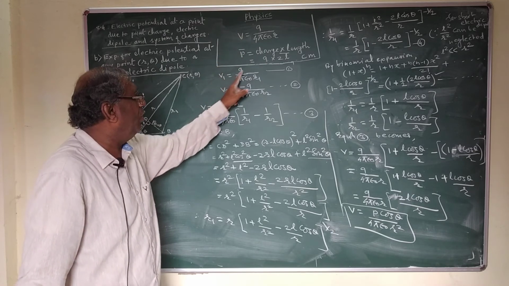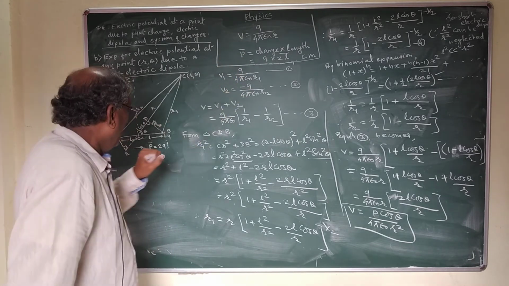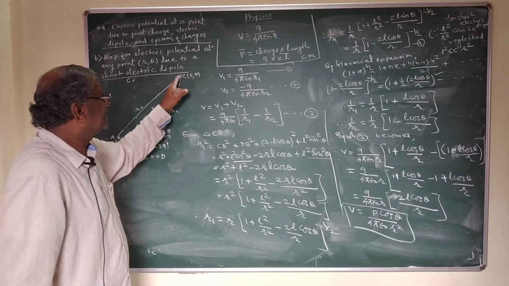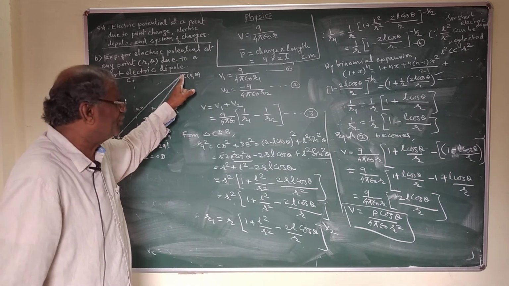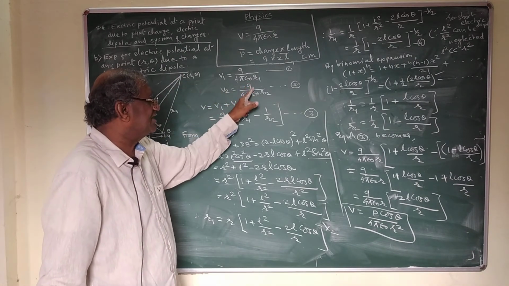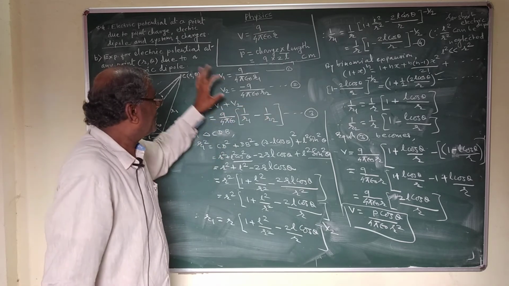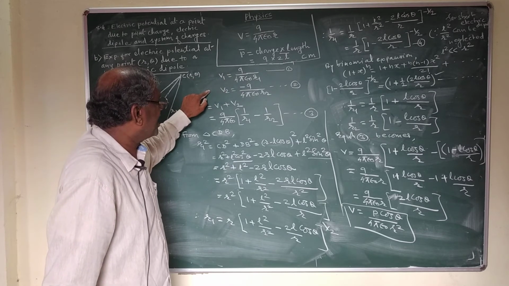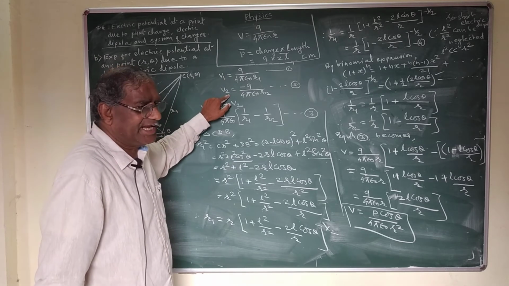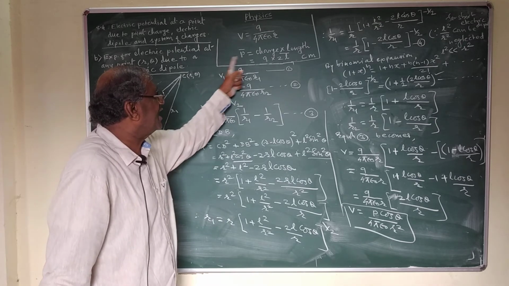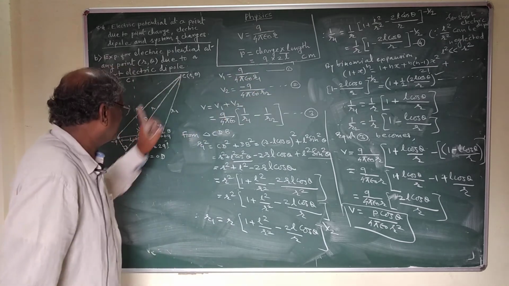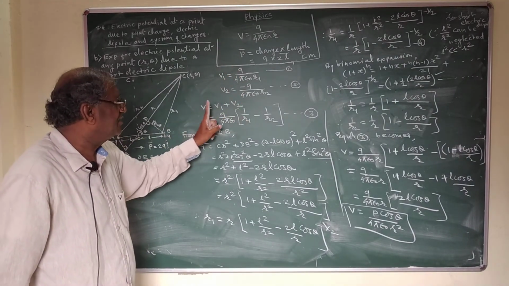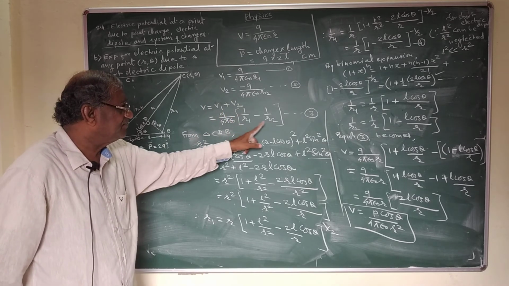Similarly, minus Q charge at point A produces the electric potential at point C, and it is negative and is given by V2 is equal to minus Q upon this. Therefore, plus Q charge produces positive electric potential and minus Q charge at point A produces negative electric potential. Therefore, total electric potential produced at point C due to this dipole is the sum of these two electric potentials. So that V is equal to V1 plus V2.